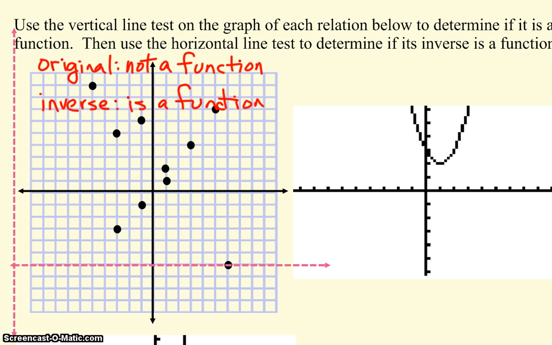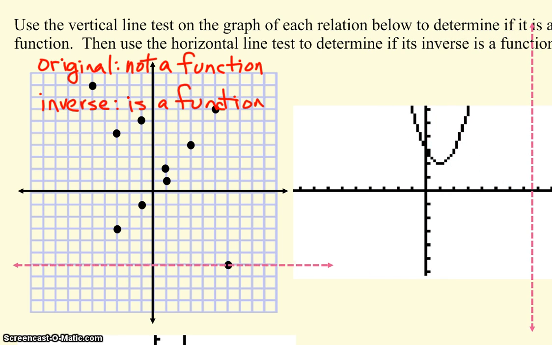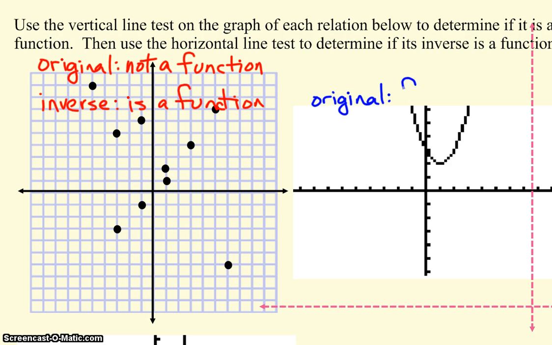Looking at the next graph with the vertical line test, we pass. So the original is a function. Going back with the horizontal line test, we can see that it fails. So the original is a function. The inverse is not a function.